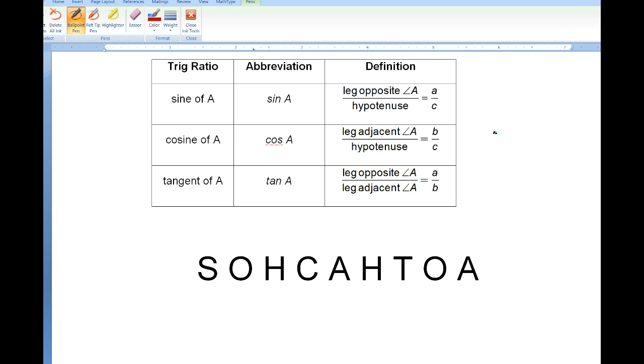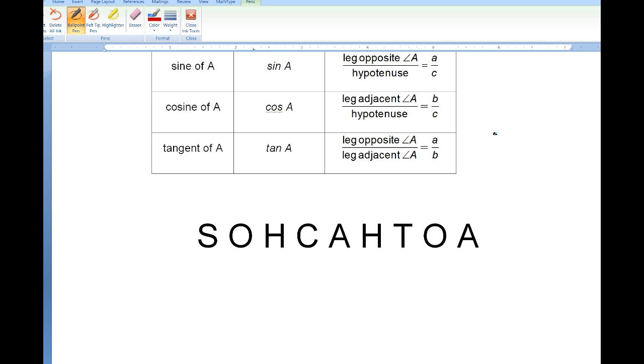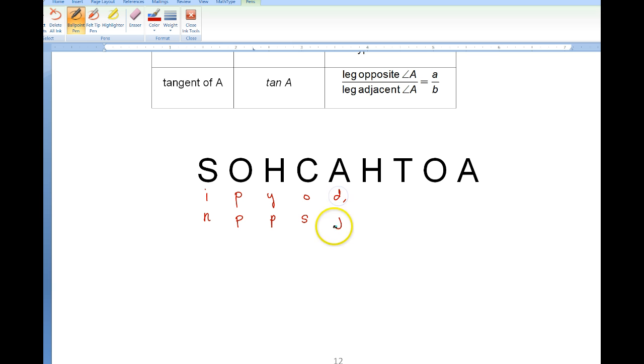Now, SOHCAHTOA, not a real word, but it's a word that will help. I will show you. Sine is opposite over hypotenuse. Cosine is adjacent over hypotenuse. Tangent is opposite over adjacent.